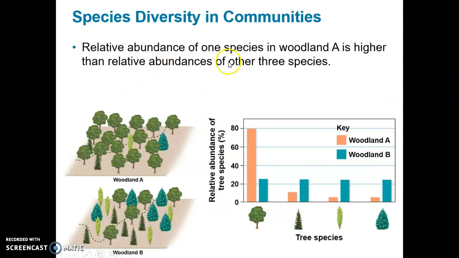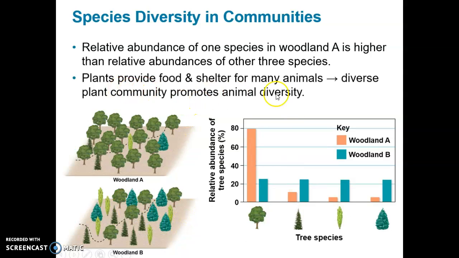So the relative abundance of one species in woodland A is higher than in woodland B. This is out of your textbook, actually. Than the relative abundance of the other 3 species. So let me repeat that. The relative abundance of one species in woodland A is higher than the relative abundance of the other 3 species. So notice in woodland A, this fairly round canopy species is much more abundant, 80% of the species represented in woodland A. But in woodland B, in that community, that's the teal bars here, it's much more even. In fact, it looks like they're all 25%.